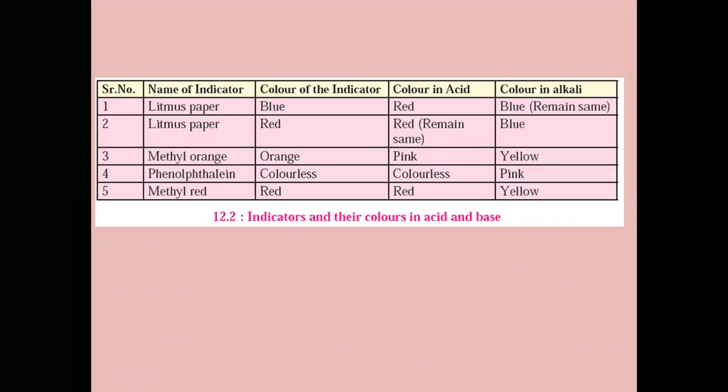If there is a blue litmus paper, it turns red in acid, blue in base. Red litmus paper remains red in acid, blue in base. Methyl orange, the color itself is orange, but its color changes to pink in acid and yellow in base. Phenolphthalein is colorless in acid, pink in base, and methyl red is red in acid and yellow in base.